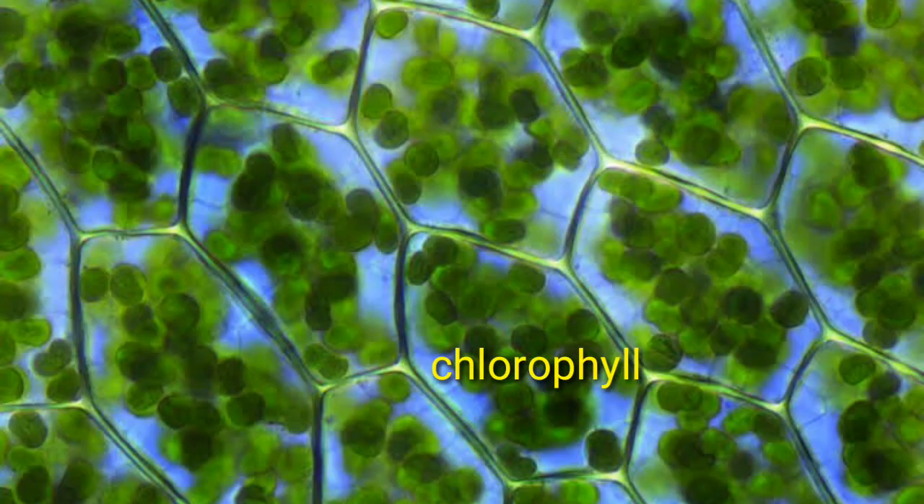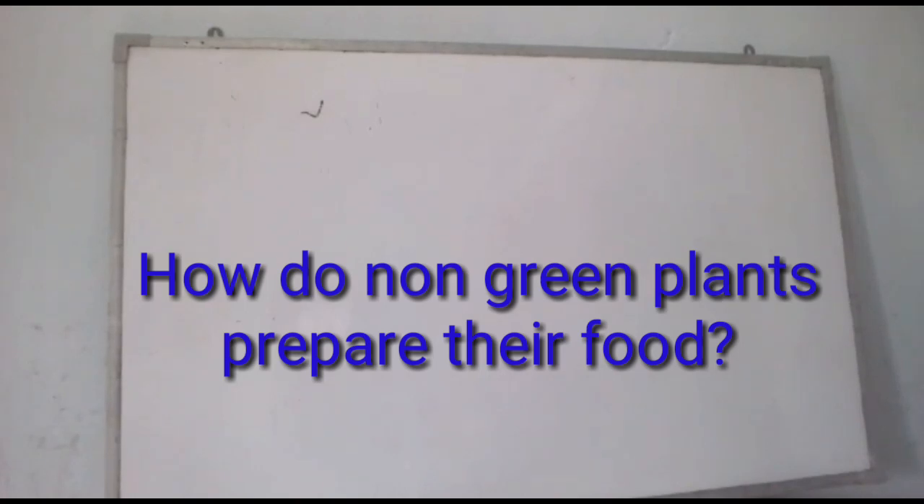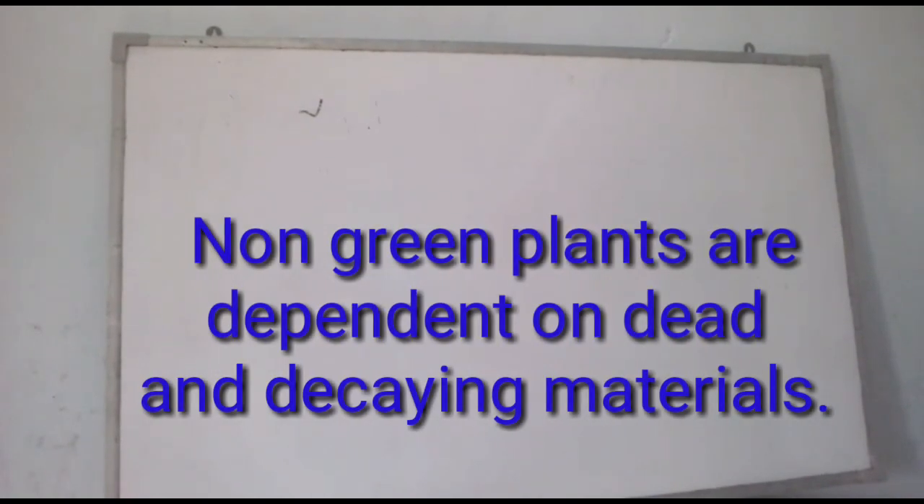Students, we know that chlorophyll is necessary to prepare food. The non-green plants do not have green leaves, so how do they prepare their food? This type of non-green plant is dependent on dead and decaying plants and animals for food.